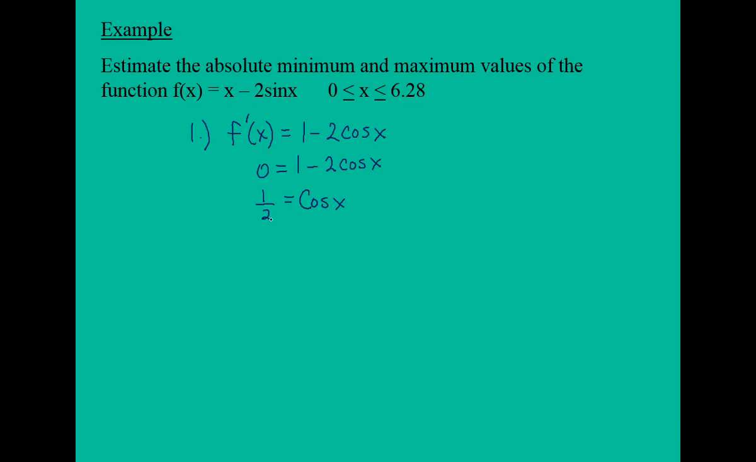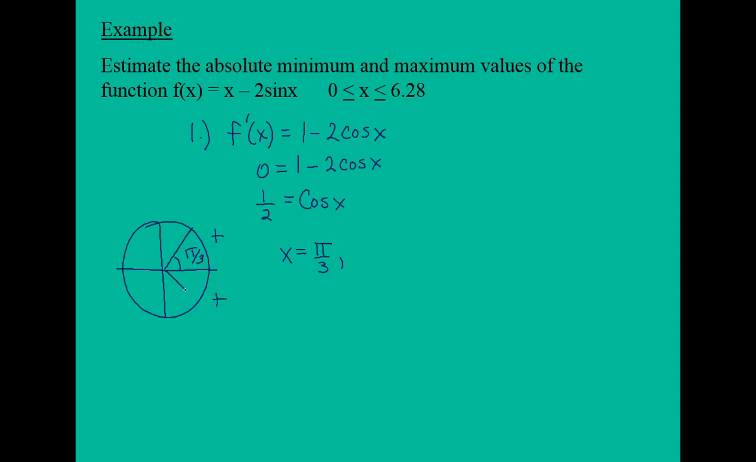Now thinking about our unit circle, the cosine is positive in quadrants 1 and 4, and we know the cosine of pi over 3 equals 1/2, so that would be one solution, x equals pi over 3.